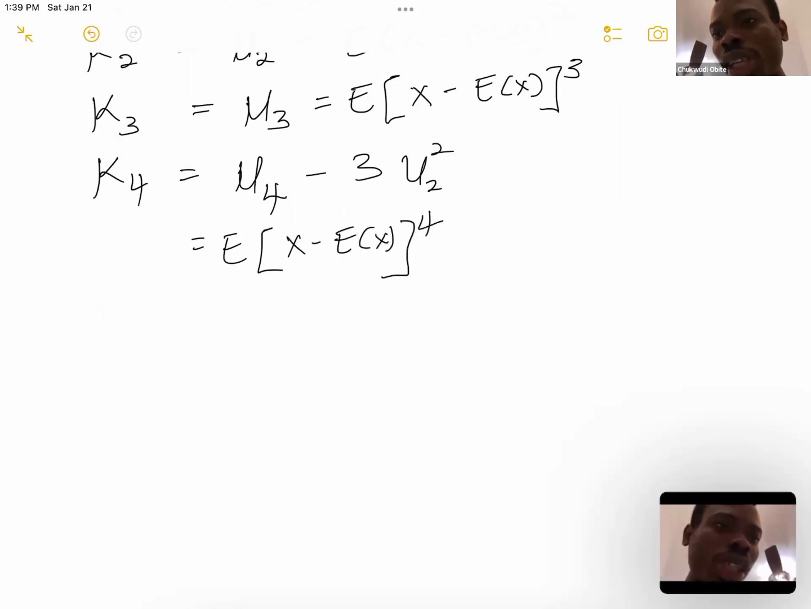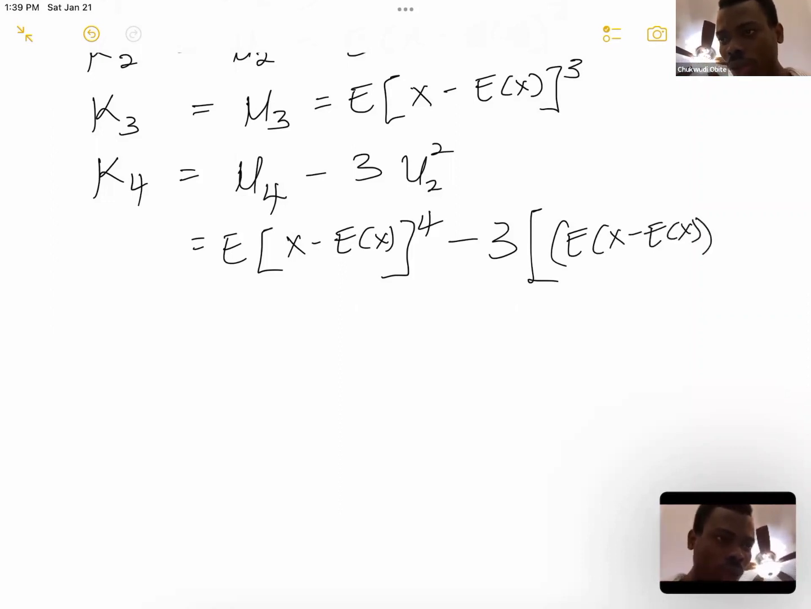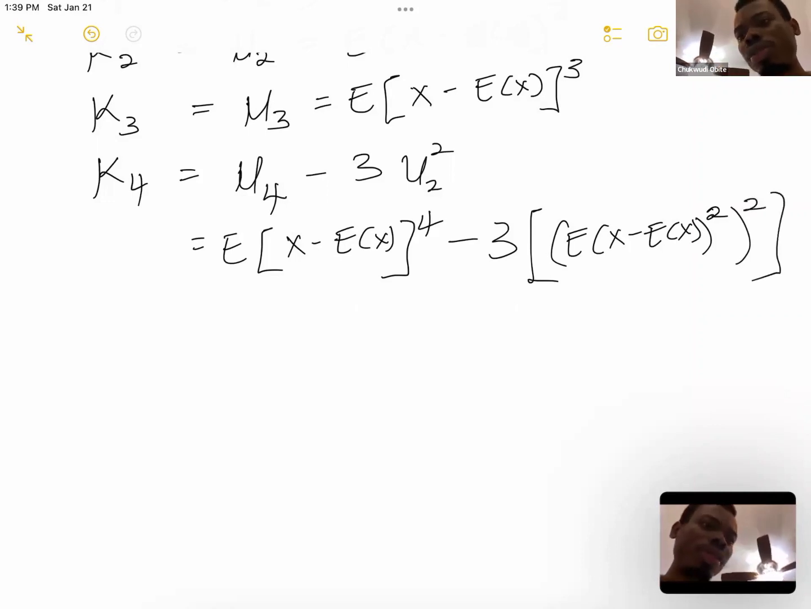So this is for the 4th moment about its mean, then 3 times the expected value of (X minus the expected value of X), all raised to power 2, which is the 2nd moment about its mean. Then all these all squared. So that's it.